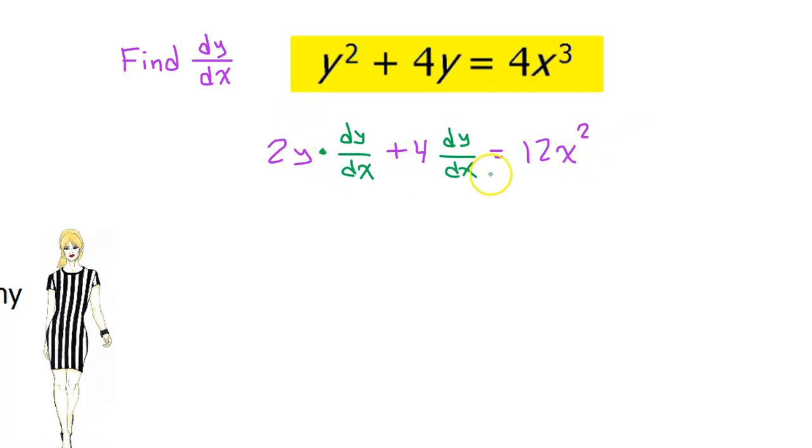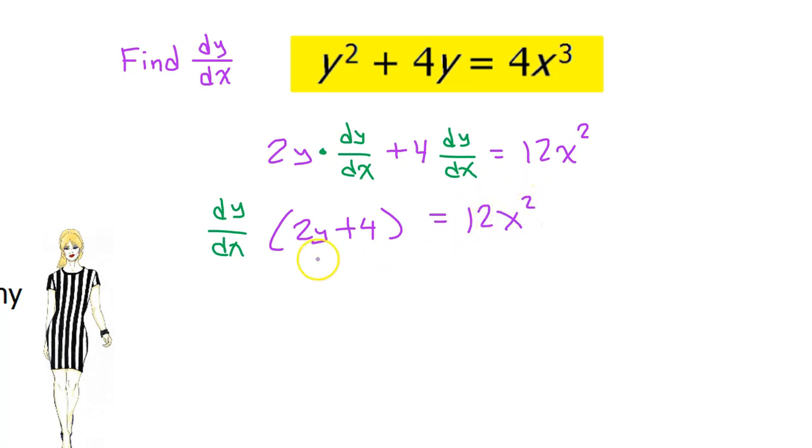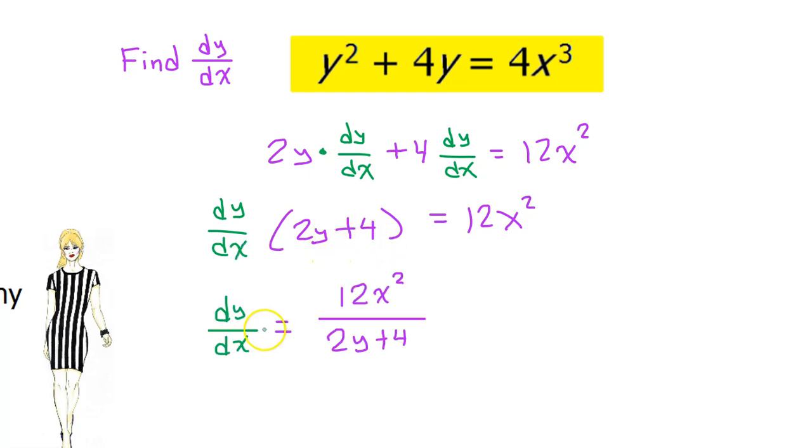We need all the terms that have dy/dx on the left side of the equation, but they're already here. So we can move on to the step where we factor out the dy/dx as a GCF. So that's going to leave behind 2y plus 4. And this is equal to 12x squared. Dividing both sides by 2y plus 4, we get dy/dx equals 12x squared over 2y plus 4.